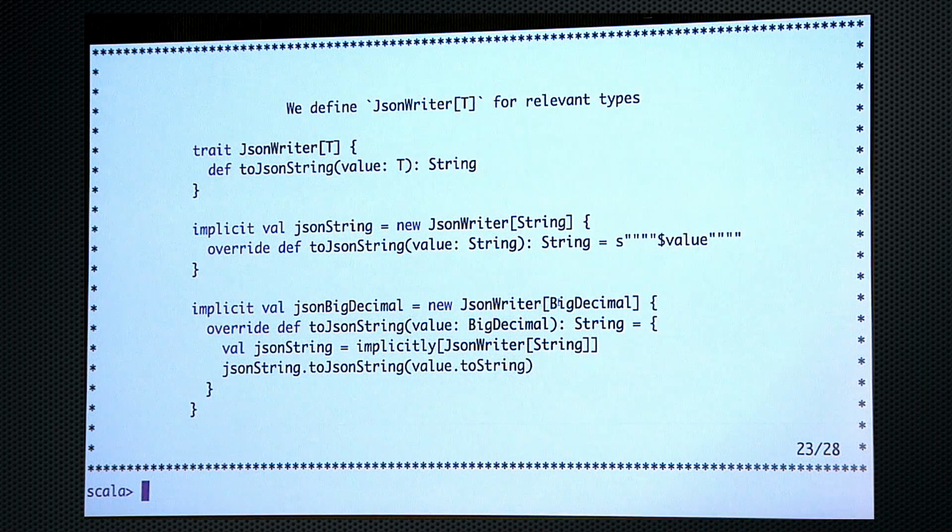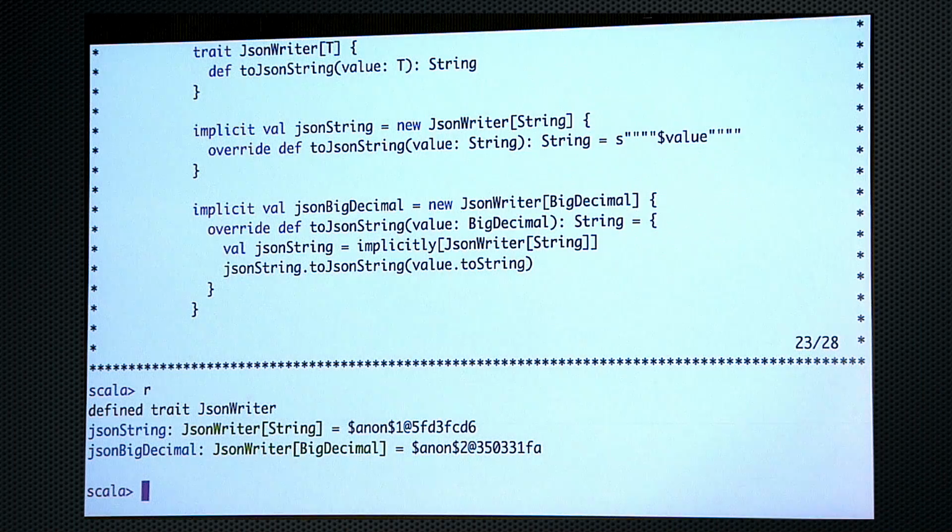We create a JSONWriter for BigDecimal, and we implement it, and we see here that I actually use the JSONWriter for strings here, and I summon it from the implicit scope by using implicitly here. And now I can use this trick by converting the BigDecimal to a string, and then calling the JSONWriter for string on it to put it in quotes again, to make it JSON compliant. What we see here is that I actually define everything with the implicit keyword here. So these JSONWriters for string are now available in the implicit scope, if I run this.